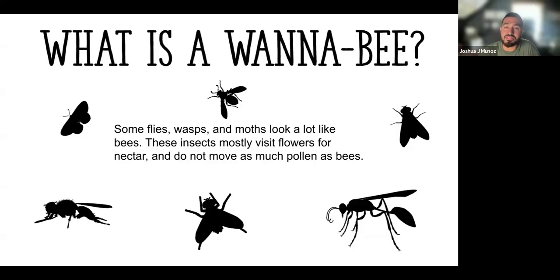So these insects mostly visit flowers for nectar and do not move as much pollen. They're after the nectar source. Nectar and pollen: nectar is a carbohydrate, pollen is protein, and that's what they're going after.